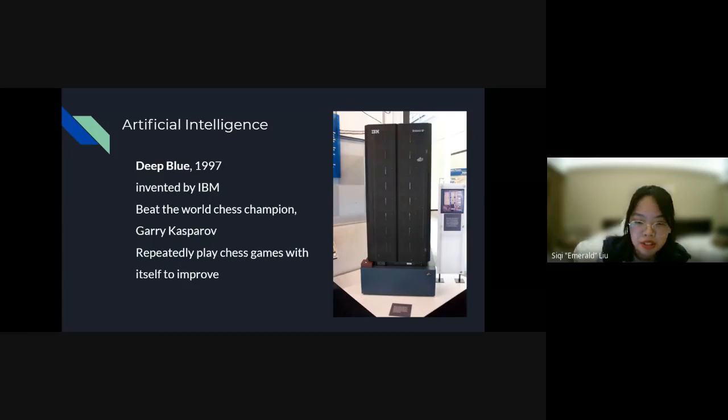So the first machine, Deep Blue, was invented in 1997 by IBM, and it was a chess playing machine. It was developed to predict the best movements on a chessboard based on the winning rate, and it creates predictions by playing many games repeatedly with itself and constantly improving. It also beat the world chess champion, Garry Kasparov. In short, Deep Blue taught itself to become a chess grandmaster.